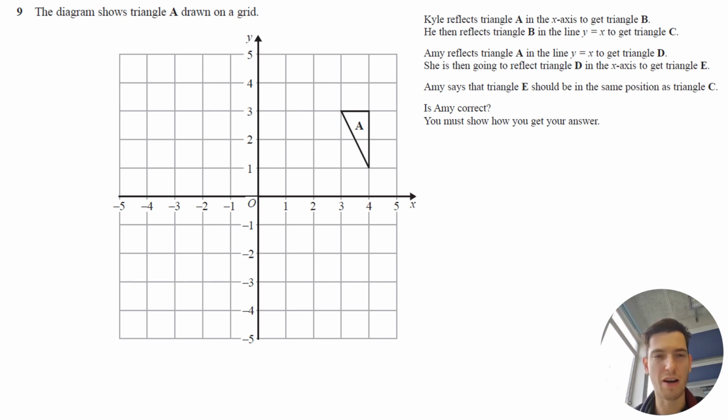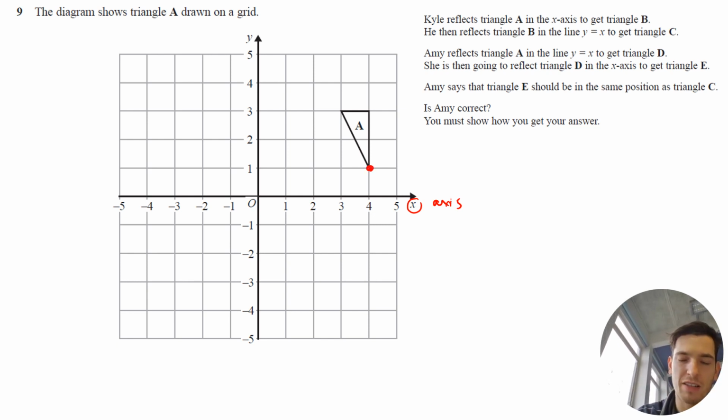Okay, question 9. I've got a diagram and I can see the word reflect and lots of different letters here, so I'm probably going to have to do quite a lot of work. It might be a little bit annoying. So Kyle reflects triangle A in the x-axis to get triangle B. Let's do that first. So x-axis, that is this one here. So let's reflect triangle A to get triangle B.